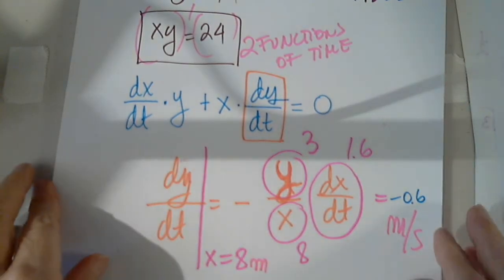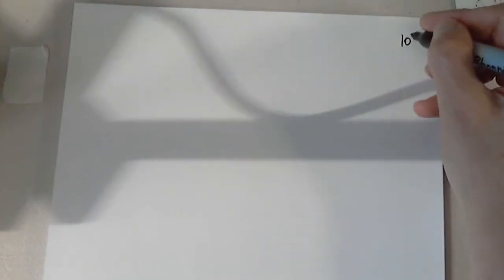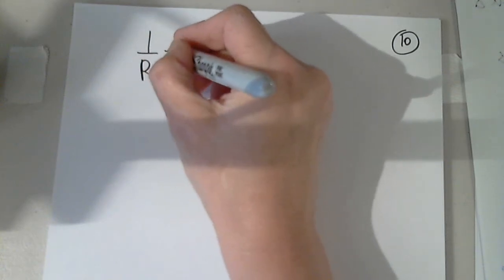Let's move on to another type. And I'm sure many of you are interested in electricity. So there is a problem with two resistors. And I think I'm on page 10. Am I on page 10? Yes, I'm on 10. Okay, so we have this relationship.